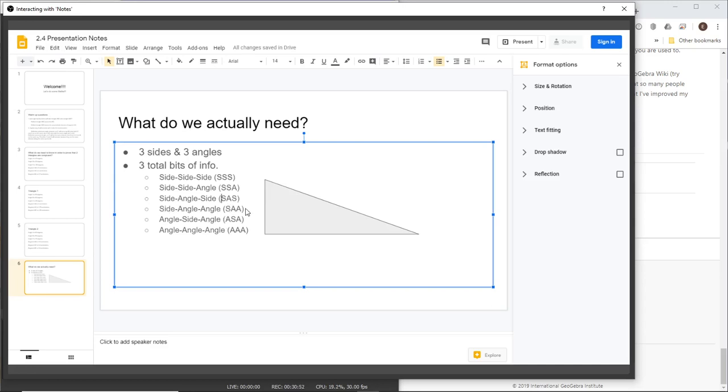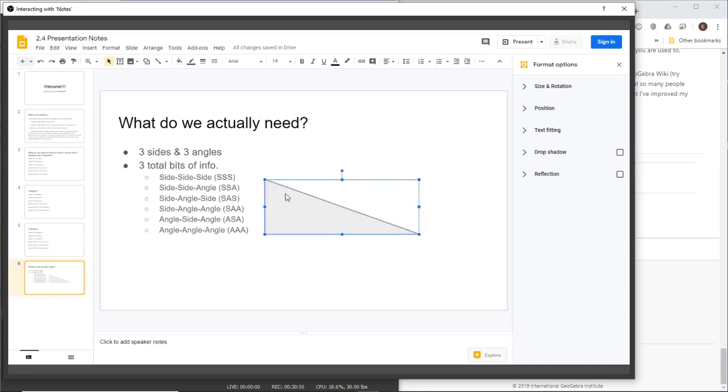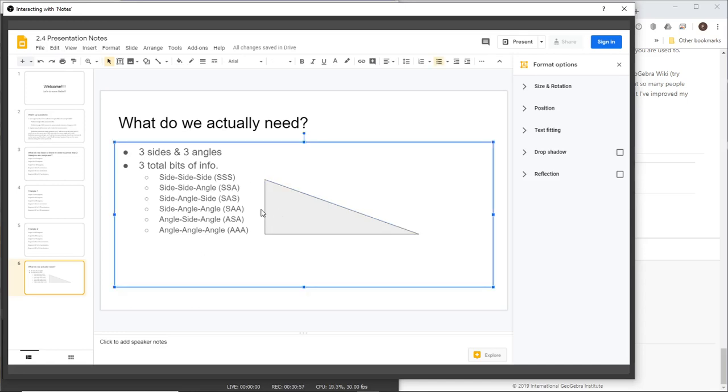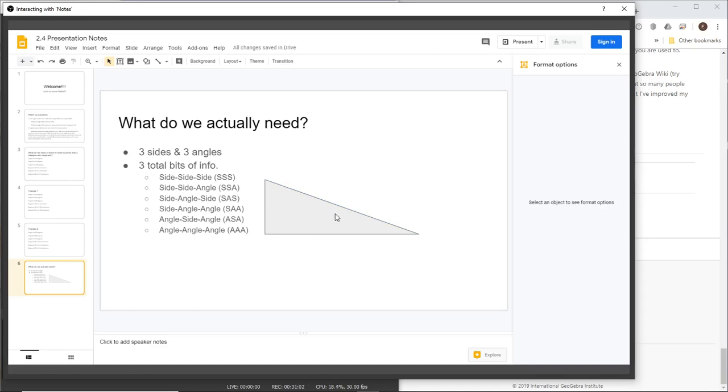So for side-angle-angle, you'd have a side, an angle, and then another angle. That's another option for information. Angle-side-angle: we could have an angle, a side, and an angle. So a side in between two angles. Or we could have all three angles.